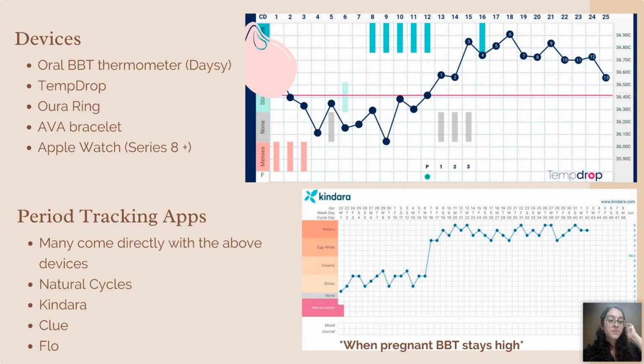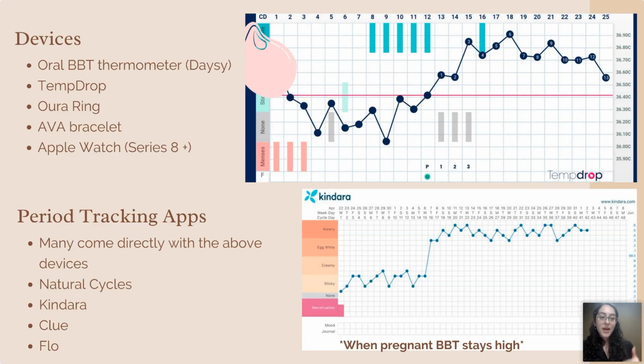So there are oral basal body temperature thermometers that you can get. You can get these for very affordable rates. The only caveat is that you do have to take it at the same time every morning. So you have to have consistency with them. And it's ideal that you have it in your mouth for 3 to 5 to even 10 minutes before you take your temperature and let it warm up. You want to do it first thing when you wake up, before you get up, before you drink water, before you go on your phone. You want to take it right then.